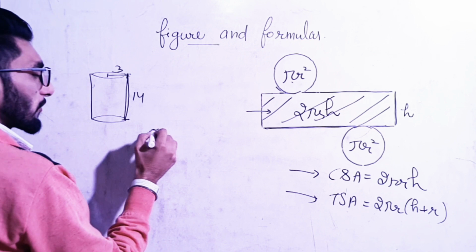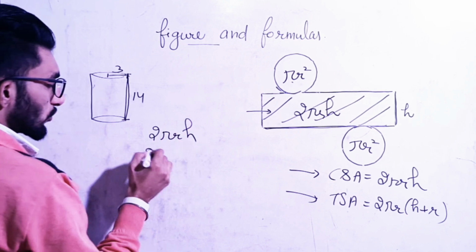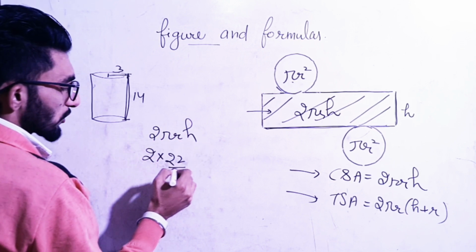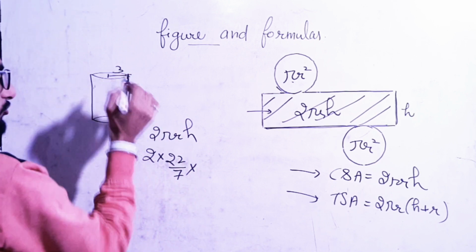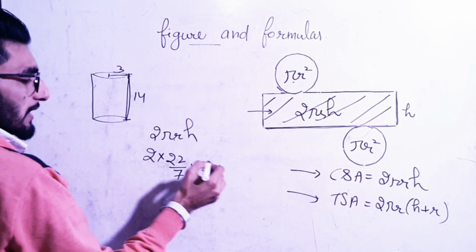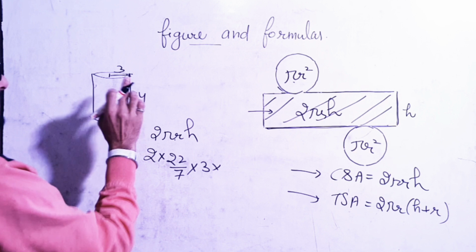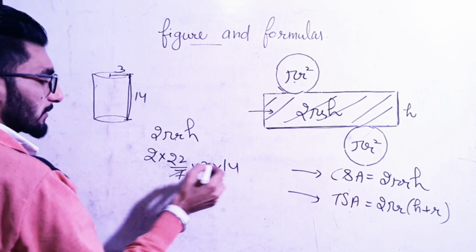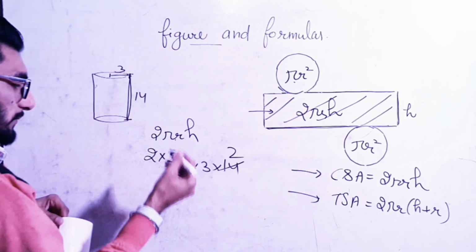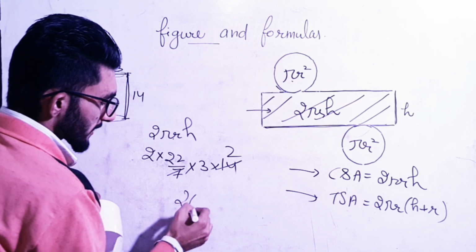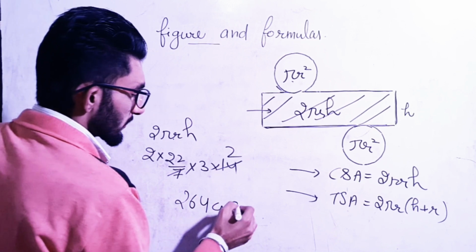ठीक है, so formula will be 2 pi r h. 2 multiply pi is 22 by 7 into r is 3 which is radius and h is height which is 14. So 7, here we are getting 2, so here we are getting 264 centimeter square.